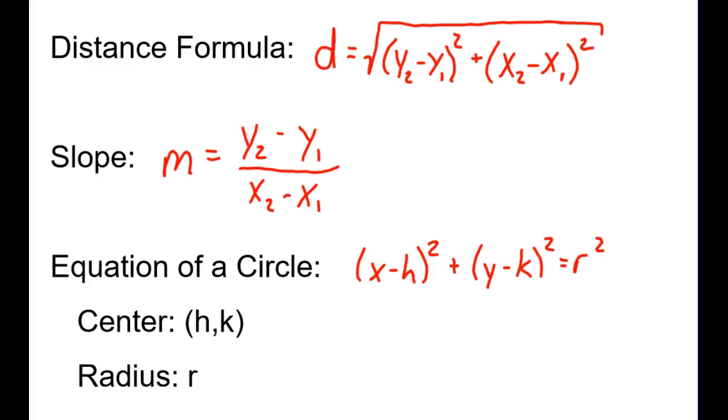A few formulas we're going to use in this lesson. The distance formula, d is equal to the square root of the difference of our y value squared plus the difference of our x value squared. Slope is equal to y2 minus y1 over x2 minus x1. And then we're also going to talk about circles at the end of the lesson. The basic equation for a circle is (x minus h) squared plus (y minus k) squared equal to r squared. The ordered pair (h, k) represents the center of the circle, and the radius is represented by r.